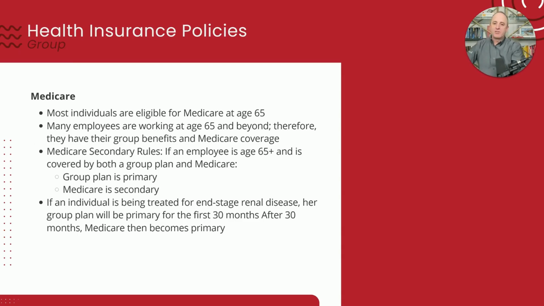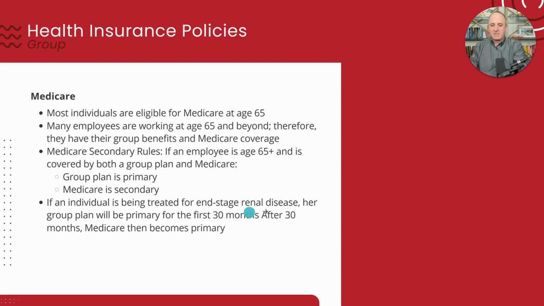Most individuals are eligible for Medicare at 65. Many people are still working at age 65, so they have group coverage and they have Medicare. If they're still working and still have their group coverage, Medicare is going to be secondary. The group plan would pay first, and Medicare will fill in the gaps for what the group plan does not cover.